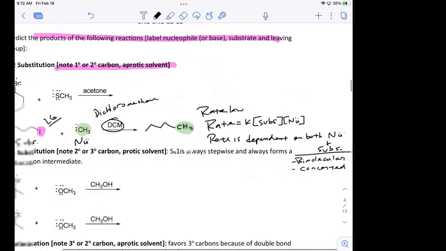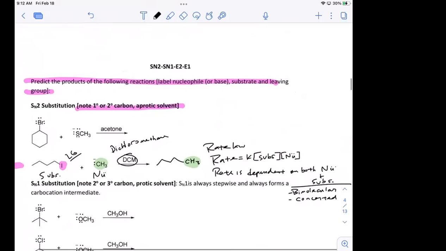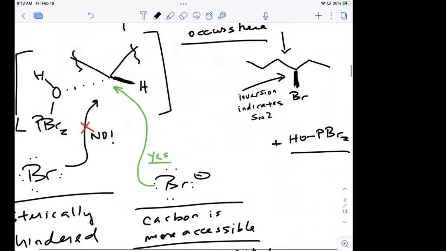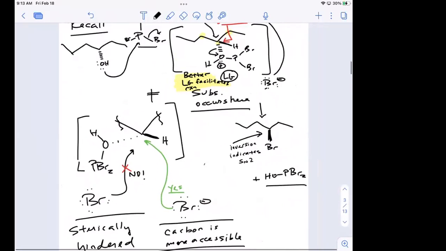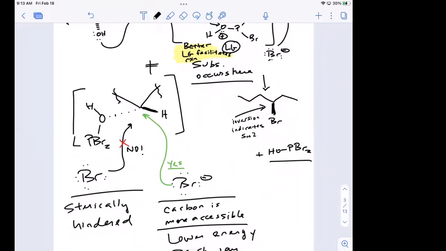So let's go back up. The fact that it's bimolecular and concerted informs us about the rate law, why it's a two-term rate law. That's the whole premise behind saying that it's bimolecular. We talked about the other day how in the substitution step, the nucleophile is actually coming in at the same time the leaving group is leaving. So that's why we call it concerted. As the nucleophile attacks, the leaving group is leaving at the same time, and the rate is going to be dependent on both of those.